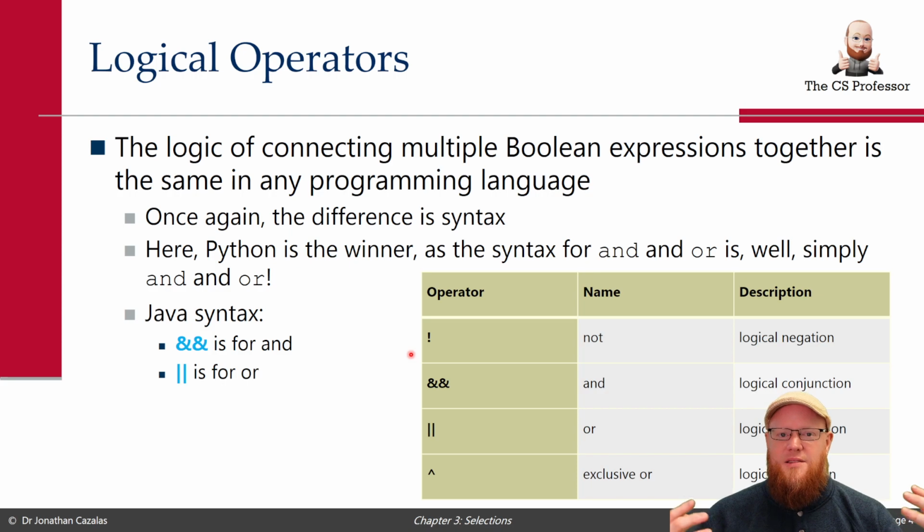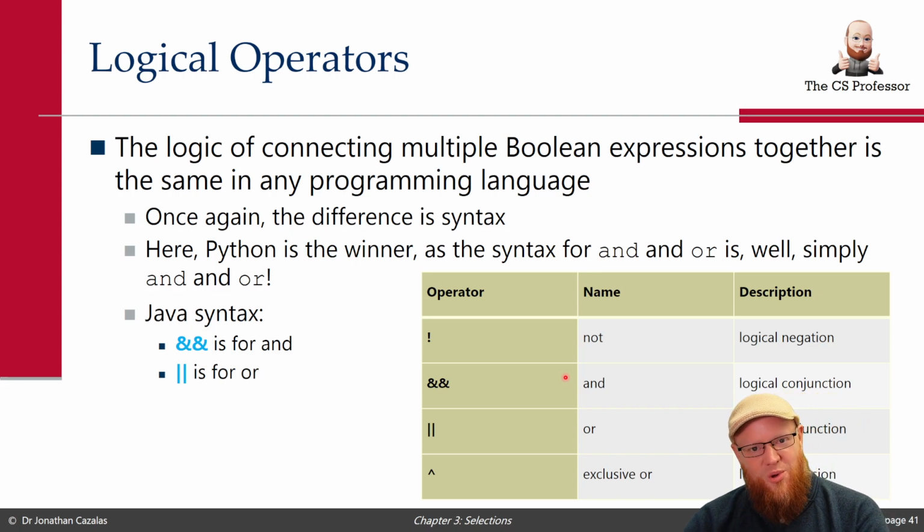The logic of connecting these Boolean expressions is the same in any programming language, logically. The difference is syntax. And here, Python is the absolute winner. Why? Because it's just so clear in Python. In Python, we literally have the keyword and for logical and, and we have the keyword or for the logical or. In Java, we have this. It's two ampersand signs. This is shift 7. We have two shift 7s. That is the and for Java.